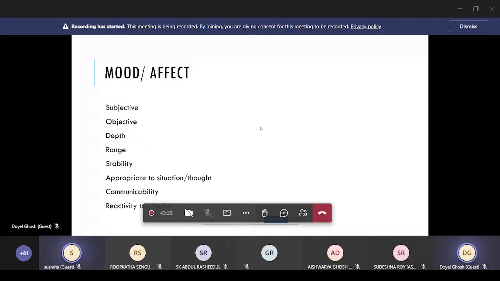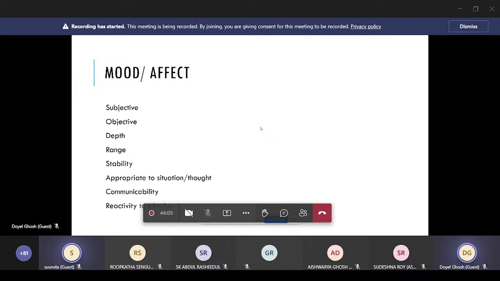Is the affect appropriate to the situation and thought? A person is reporting something disturbing, distressing, but he or she is laughing. So that is not appropriate to the thought or situation. Or the situation is a very formal one and the person is laughing. That is also inappropriate to the situation. Is the affect communicable to you, or not? The person is reporting that I'm depressed or I'm happy, but it is not reaching you.